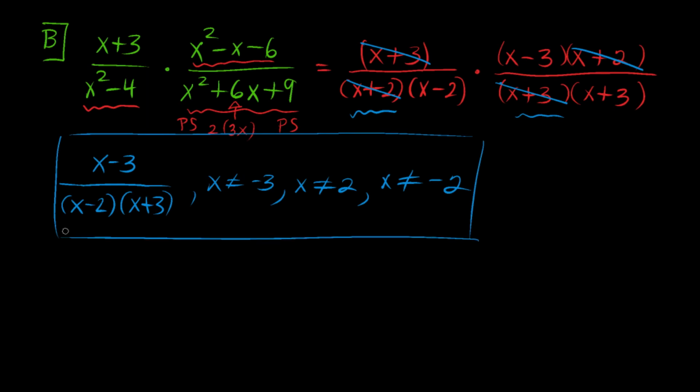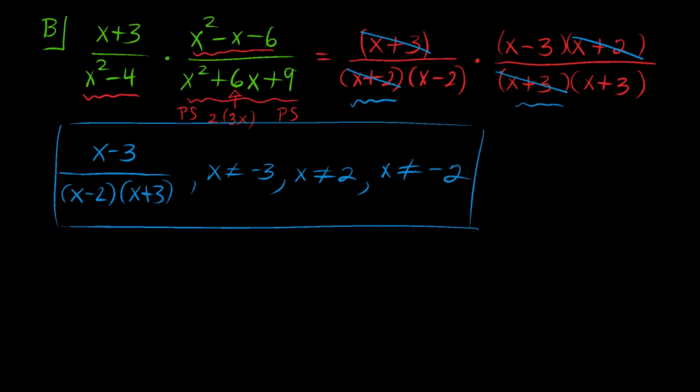Alright, so that's essentially what multiplying rational expressions is. You follow the same rules as simplifying rational expressions, and then you multiply the fractions just like you would normal fractions.